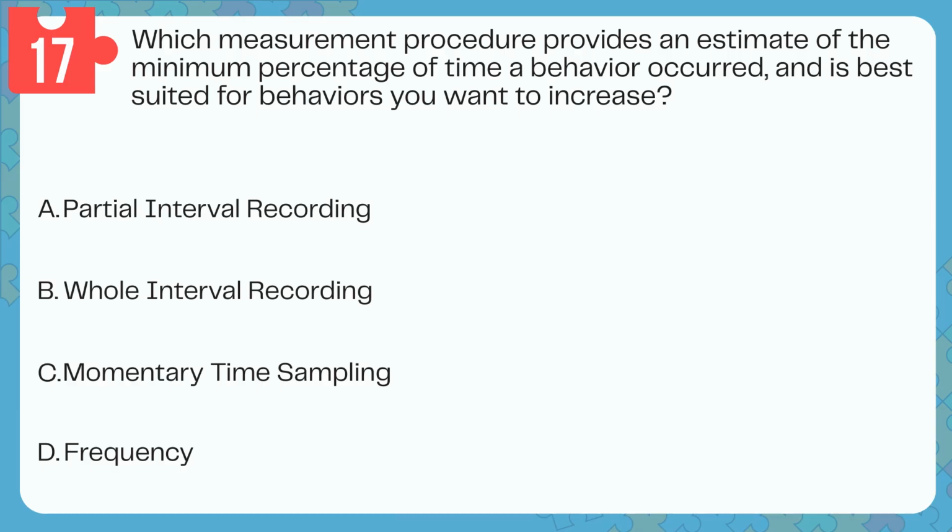Question 17. Which measurement procedure provides an estimate of the minimum percentage of time a behavior occurred and is best suited for behaviors you want to increase? A. Partial interval recording. B. Whole interval recording. C. Momentary time sampling. D. Frequency.